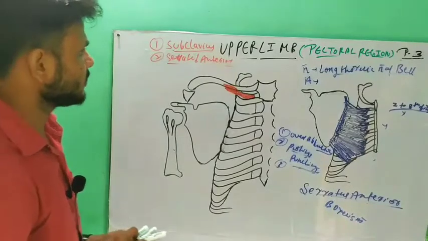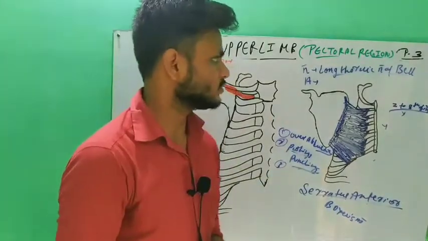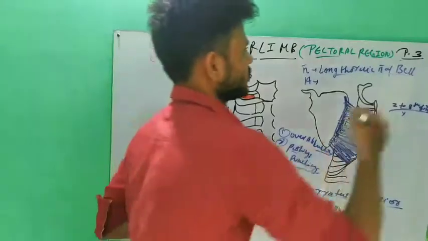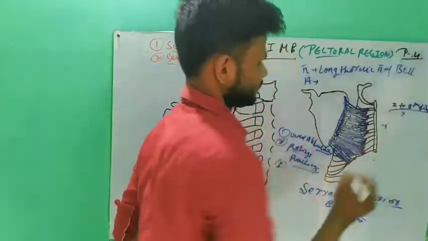So this is all about the muscles of the pectoral region, part 4.